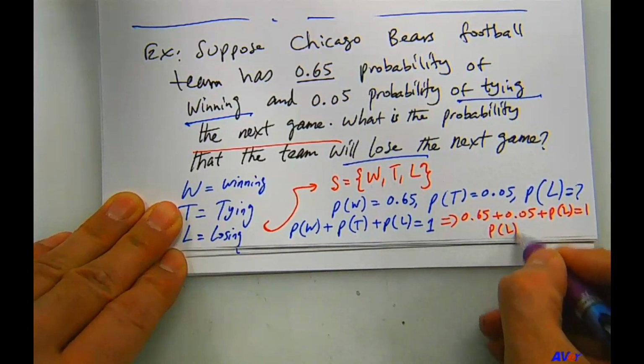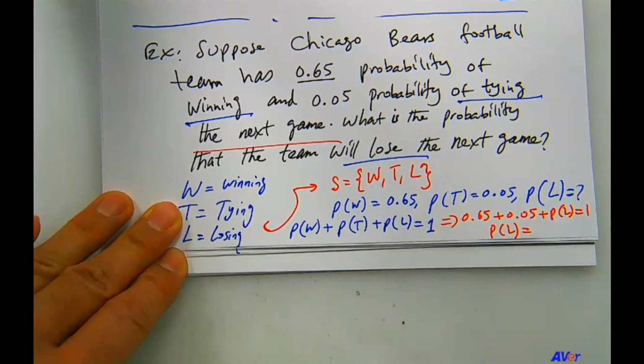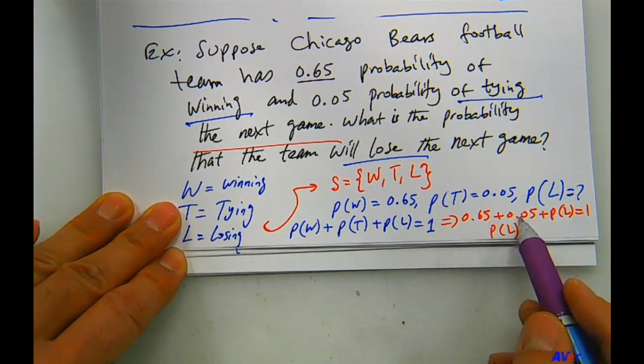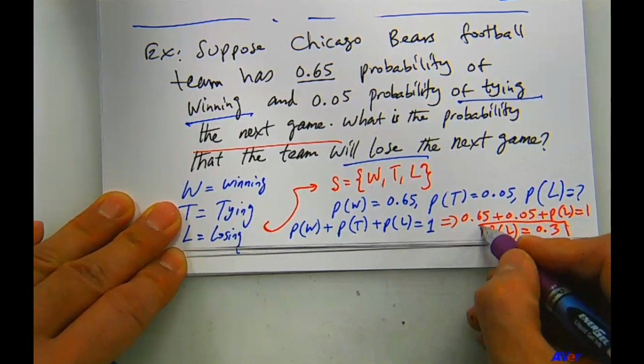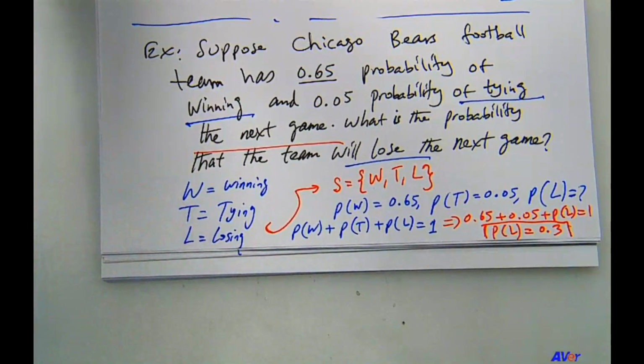So probability of losing the game for the Chicago Bears football team is, add these two, subtract from 1, or 0.3. So it's just 0.3 for probability. The question has come up: can the probability be represented as a percentage? Yes.